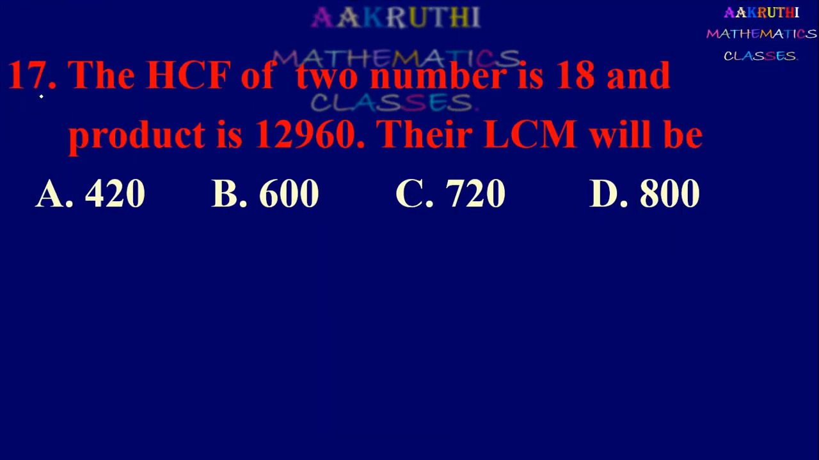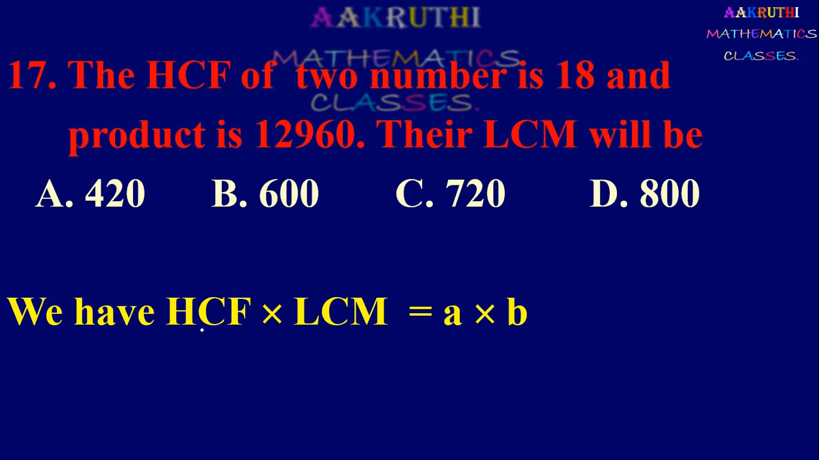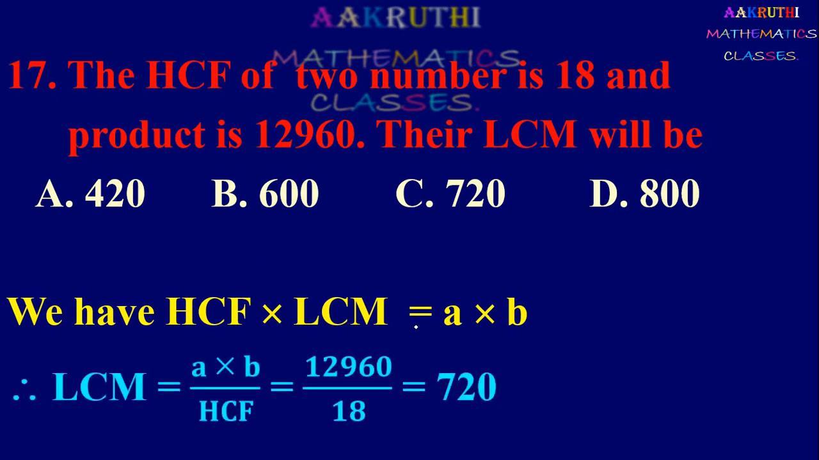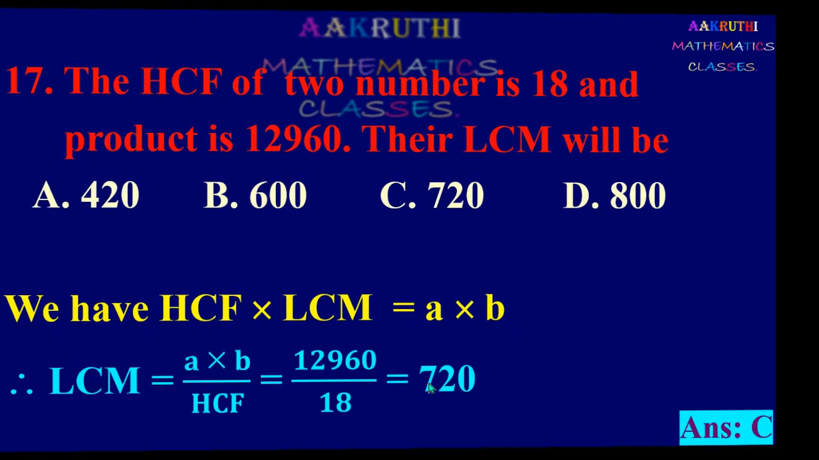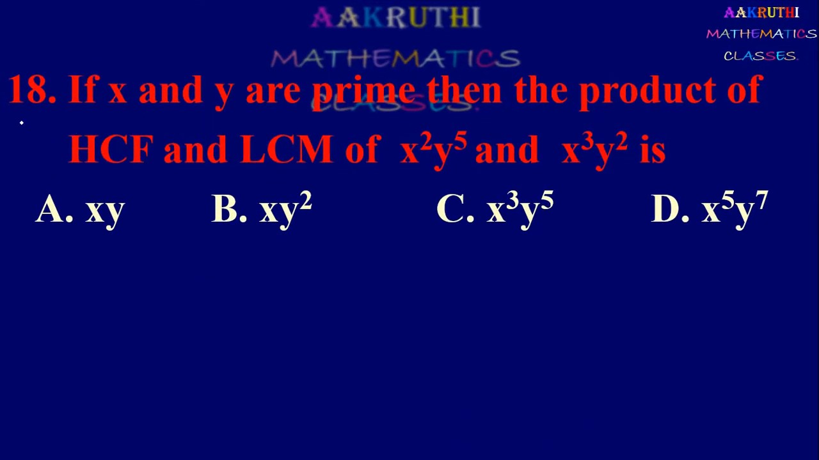So next question, question number 17. The HCF of two numbers is 18 and the product is 12,960. So then their LCM is? Here also we use the same property, that is HCF into LCM is A into B, and here we have to find LCM. So therefore LCM equals A into B divided by HCF. It is 12,960 divided by 18, which is 720, and which is option C. So here the correct option is option C. So that is, HCF into LCM is A into B. So therefore LCM equals A into B divided by HCF, which is 720.